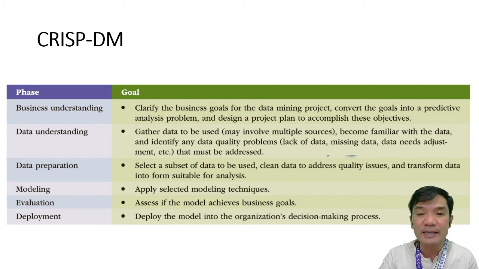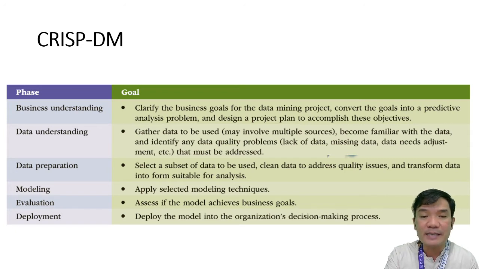Data understanding is data gathered to be used, become familiar with the data, and identify any data quality problems that must be addressed. So these are identifying maybe the sources of data, lacking data that might arise based on your business understanding. So at this point, you must already identify if those data that might support the decision-making part of business understanding can be addressed, so that we can define the limit or the support of the data on the expected decision-making process.